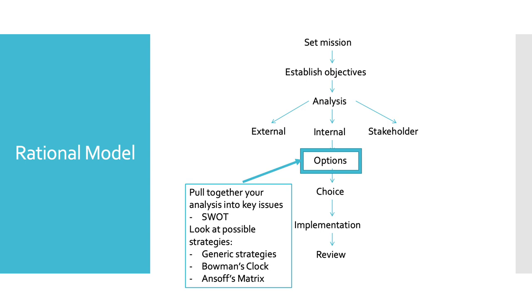Once we've identified the key issues, then we can look at possible strategies that the company might want to take or use. And there are a number of different models that you can use for this that suggest possible strategies that might work for your business, including Porter's generic strategies, Bowman's clock, and Ansoff's matrix. So by the end of this stage, you'll have a very long list of possible strategies that might be suitable for your organisation.